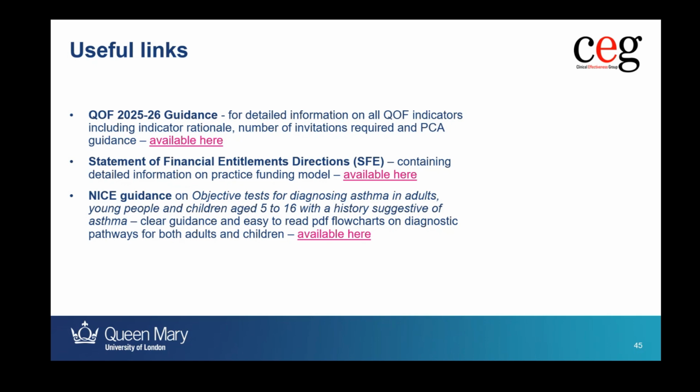So just a quick slide here showing you useful links. You hear us present on QOF year in, year out. We give you facts, we give you figures, but actually you might want to read these for yourself. So there is a link to the full QOF 25-26 guidance available there. That will be available in the slides that come out. We've also linked you to the Statement of Financial Entitlements Directions, which is the document that contains the actual monetary figures that are due to practices, so you can read that in your own time. And as Toyin mentioned earlier, we've just linked to the NICE guidance, the flowchart and guidance on objective tests for diagnosing asthma in adults.